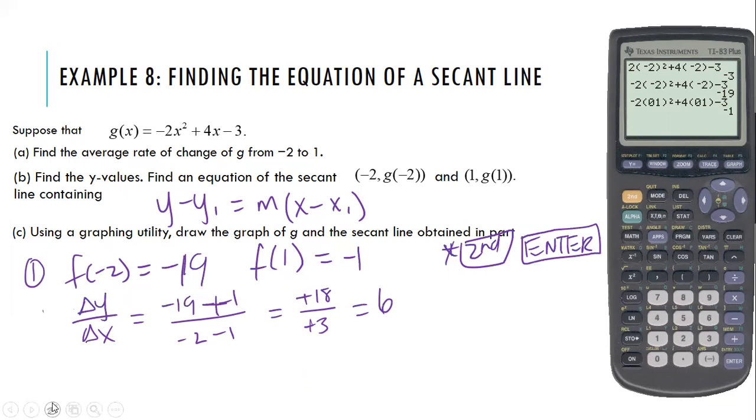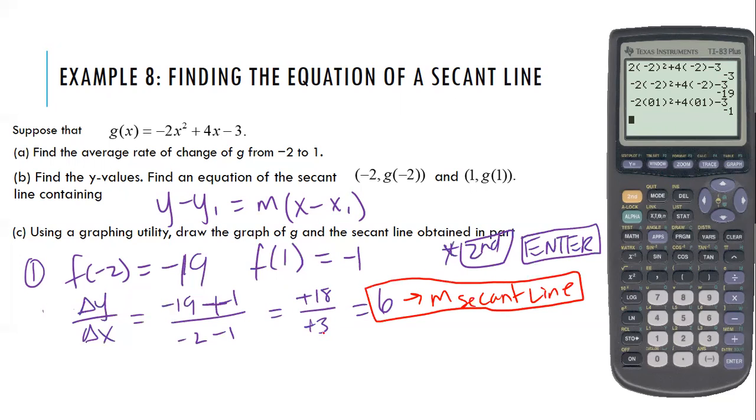Okay, so this 6, this is our slope for our secant line. So we found our average rate. Now we're going to find our actual secant line. It does not matter which one of these you let your x1 and y1 be, but I usually choose the one with the smallest numbers. So I'm going to let this one be x1 and this be y1 because it's smaller. I mean, if you want to work with 19, I will not stop you.